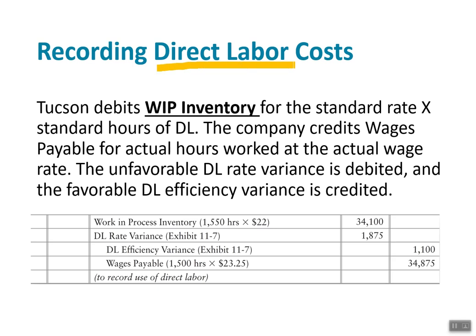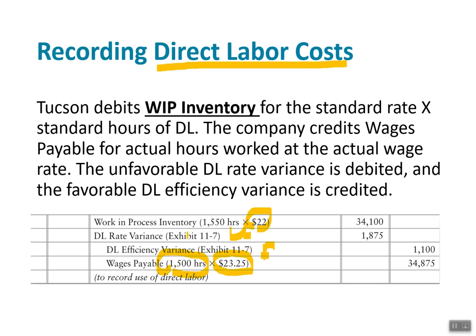You can record the direct labor costs and put both variances together. Okay, so this is the unfavorable variance. This would be the favorable variance. Okay, and so you have the number of hours times the standard. Okay, and here you have the standard hours times the actual wage. Okay, sorry for the confusion. I just had to double check something.